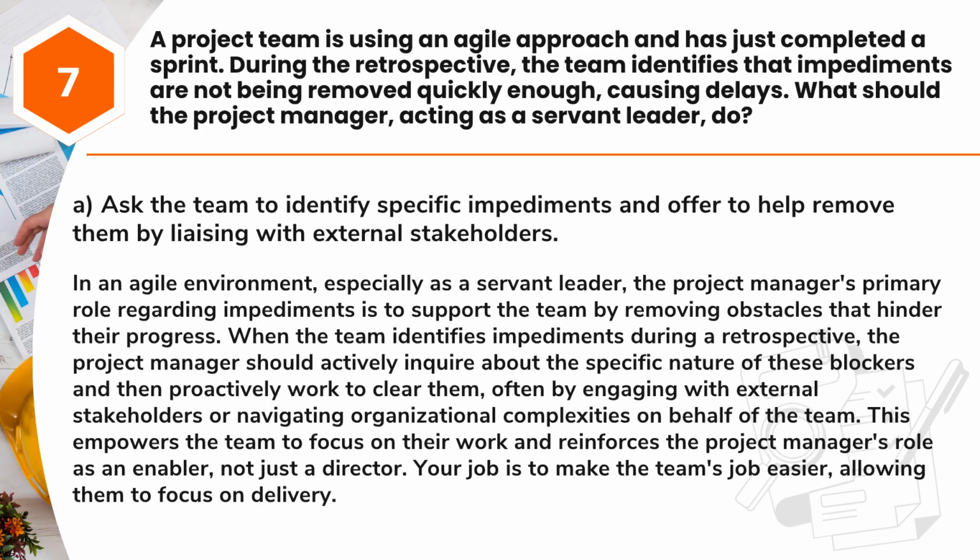Answer: A. Ask the team to identify specific impediments and offer to help remove them by liaising with external stakeholders. In an Agile environment, especially as a servant leader, the project manager's primary role regarding impediments is to support the team by removing obstacles that hinder their progress.